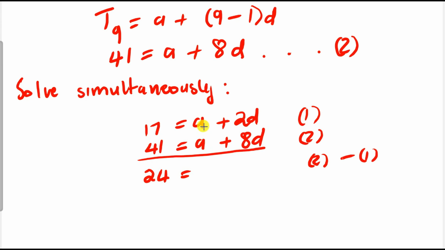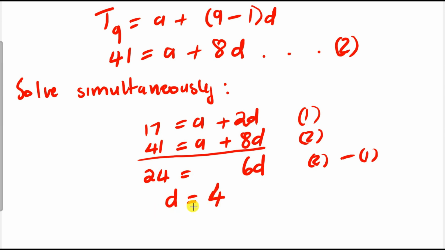A minus A, it's 0. I'm gonna leave it there. 8D minus 2D, it's 6D. Now what does that mean? It means here we have D equals 4.